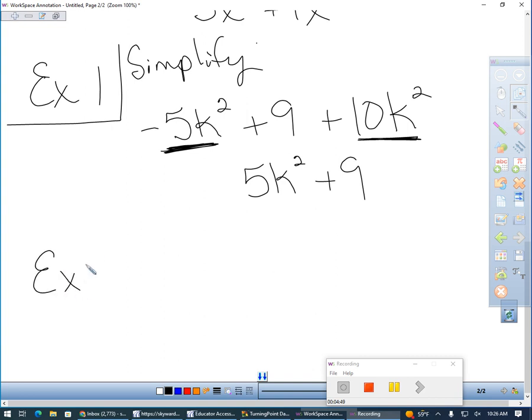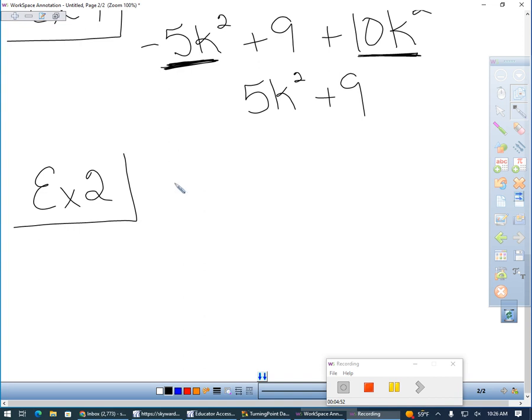Example number 2. Since that one was so easy, how about what? I have a question. So when it's 5k squared, why don't we use that exponent and make it like 25? We can't times the k. Right. This little 2 only applies to what's directly in front of it. What's directly in front of that? K, right? That's why.